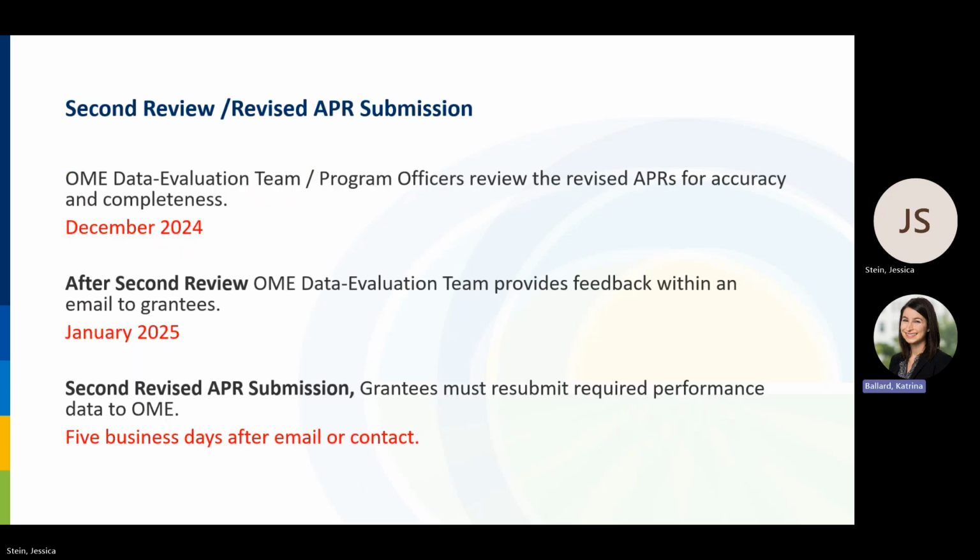The OME team will review the revised APRs for accuracy and completeness in December of 2024, and then the team will provide feedback in an email to grantees by January of 2025. And then based on that feedback, grantees must again resubmit required performance data to OME 5 business days after the email.